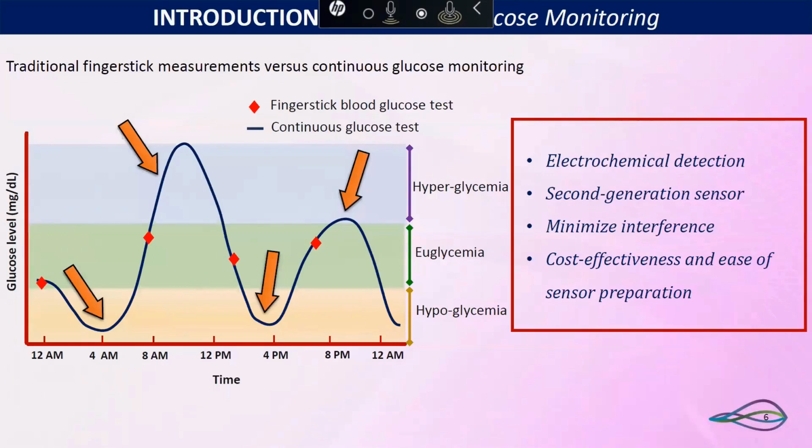The red dots here show the finger prick test that people usually do, maybe three to four times a day. The blue line shows the data from a continuous glucose monitor. The events of hypo and hyperglycemia that are missed with the traditional glucose test can be picked up with a continuous glucose monitor. So that is the overall idea of why we need a CGM.